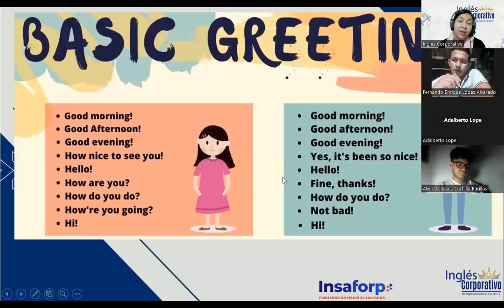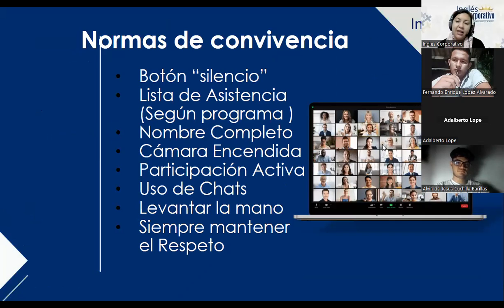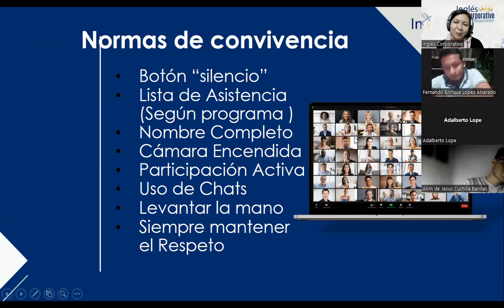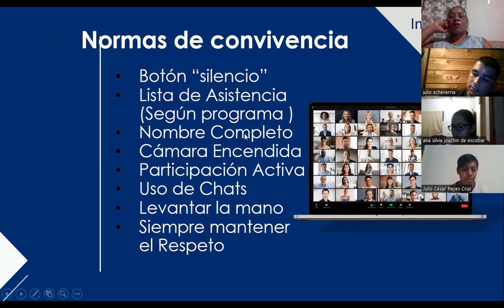Well, remember the guidelines we have to follow in the class. Keep the microphone silent because sometimes we hear your relatives or members of your family speaking, or the TV, or maybe your dog barking. So it's important to be careful with your microphone. Remember to turn on your camera when I take the attendance, and to have your complete name, to participate, to use the chat, to raise your hand and respect each other.